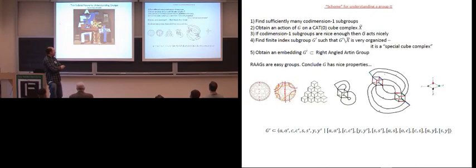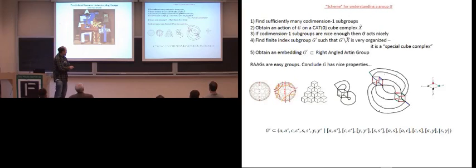So first of all, we want to find a bunch of codimension 1 subgroups. Those are subgroups which are going to cut the group in half. And then from there we're going to get an action of the group on a CAT(0) cube complex. So that's a space built out of cubes. And if the subgroups which cut the group in half are nice enough, then the group is going to act nicely on this CAT(0) cube complex.